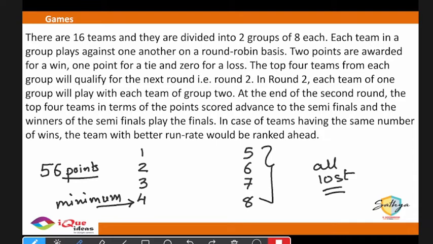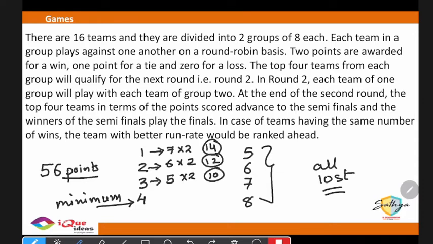So let's assume that the first topmost player has won everything. So if the first player wins everything, he will score a total of 14 points. So the second player could have won how many matches? Only 6. Because he has lost the match against 1. So he will play 6 matches with the others in total, and win 6 matches. That means he will score a total of 12 points. And number 3 can win a maximum of 5 matches. So he can score 10 points. Right? So 14 plus 12 plus 10. So far I have got 36 points.